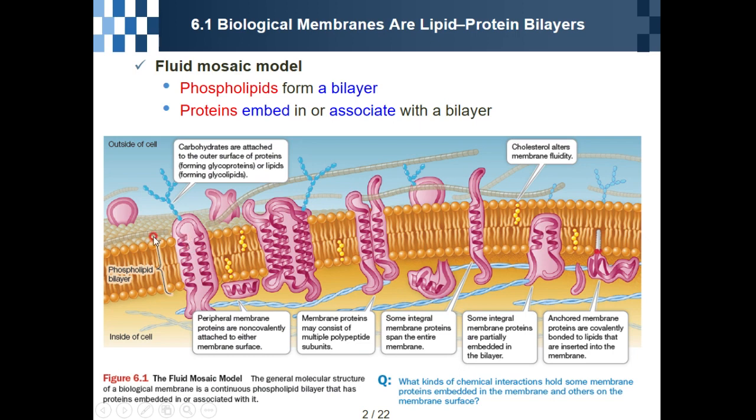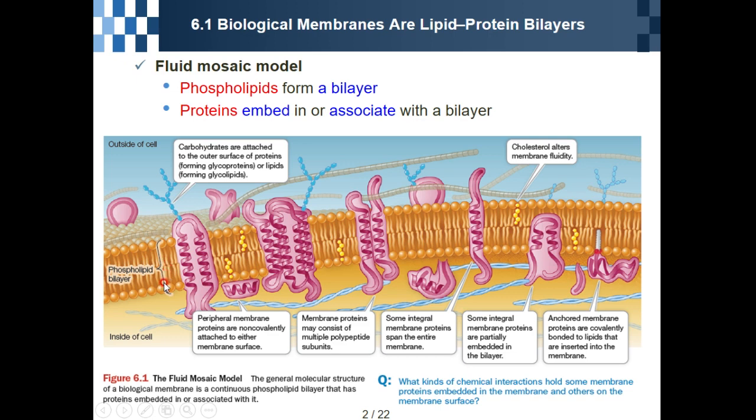Okay, so this is the first subject. Biological membranes are lipid-protein bilayers. We call it the fluid mosaic model. The fluid mosaic model is composed of mainly two parts. First one is the phospholipid.